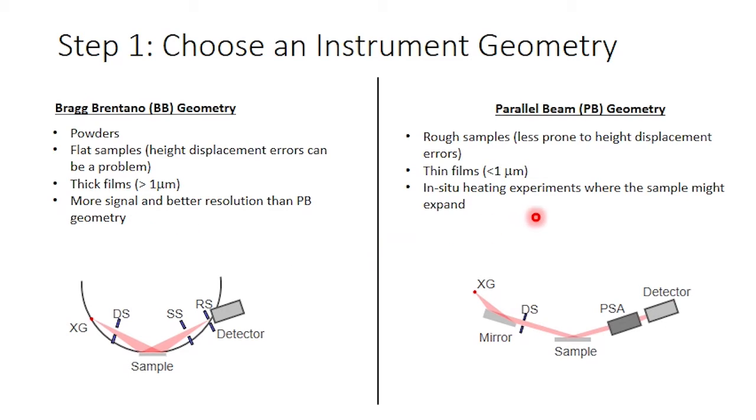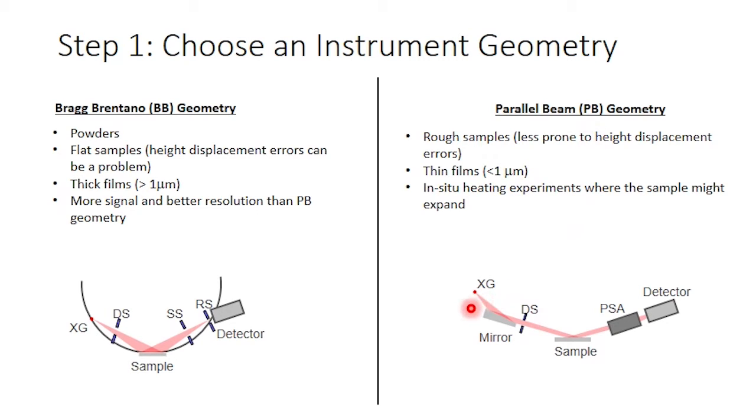Now, some samples are rough, or you have thin films, or you have a sample that might change height, for example, if you heat it. In those cases, you're going to want to look at parallel beam geometry instead of Bragg-Brentano.